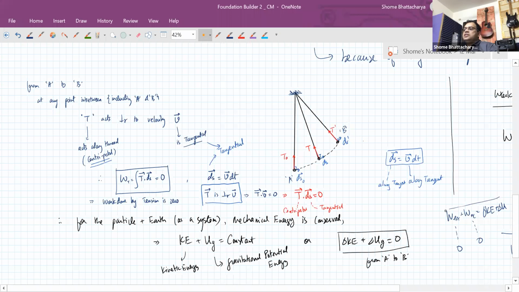That's why the change in kinetic energy plus change in potential energy is zero. And that's how we get that mechanical energy is conserved. That is, the sum of kinetic energy and potential energy is remaining constant. This statement is called the conservation of mechanical energy, as you know. Okay, people. So hope this is also clear.